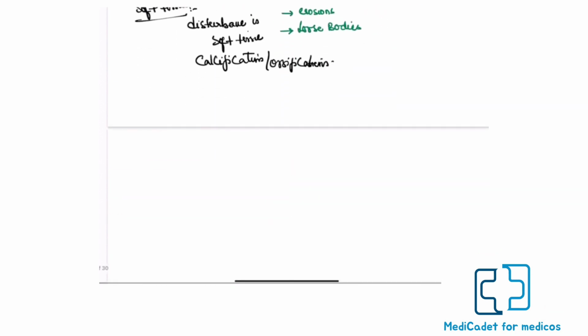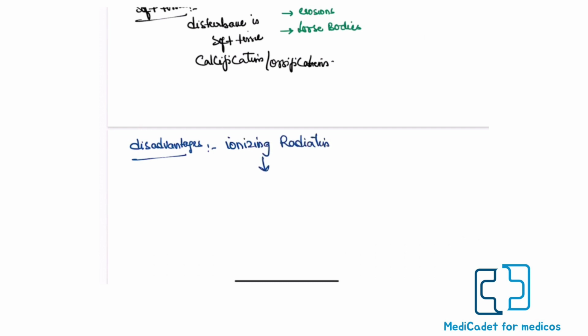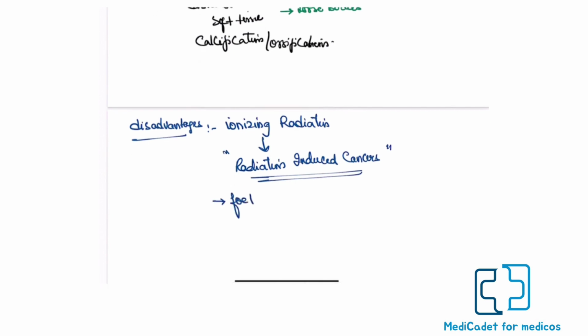But in addition to so many advantages of X-rays, what are the disadvantages? The disadvantages are that these are ionizing radiation, which means they can result in radiation-induced cancers. That's why you have to be very careful about radiation exposure. And then there is certainly damage to the fetus, especially in the first trimester.